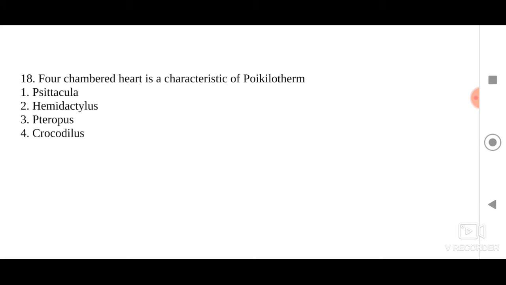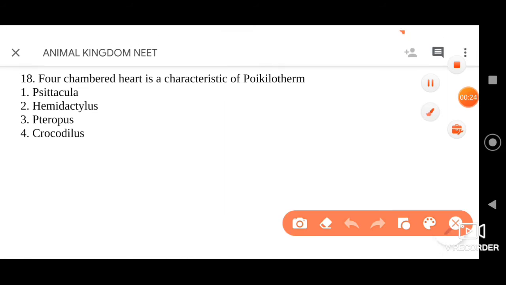Moving to level 2, 18th question. 4-chambered heart is a characteristic of Poikilotherm. The options given are Psittacula, Hemidactylus, Pteropus and Crocodylus. So here, dear students, let us understand, they have asked which Poikilotherm has a 4-chambered heart.